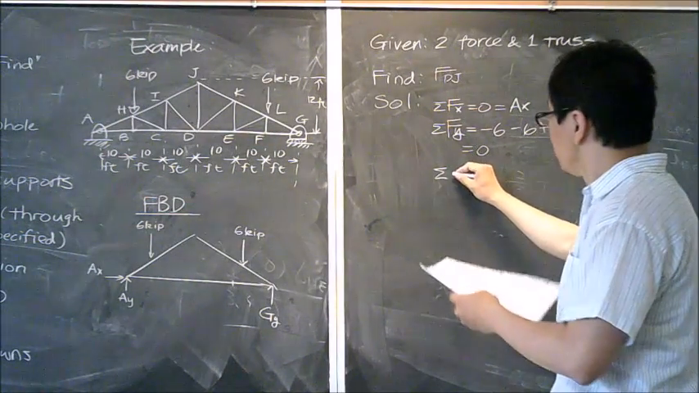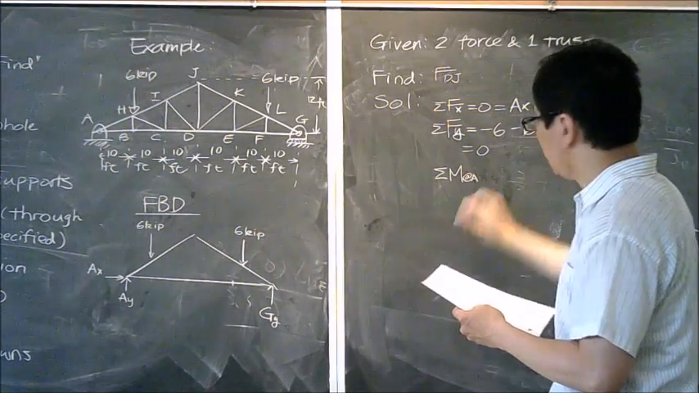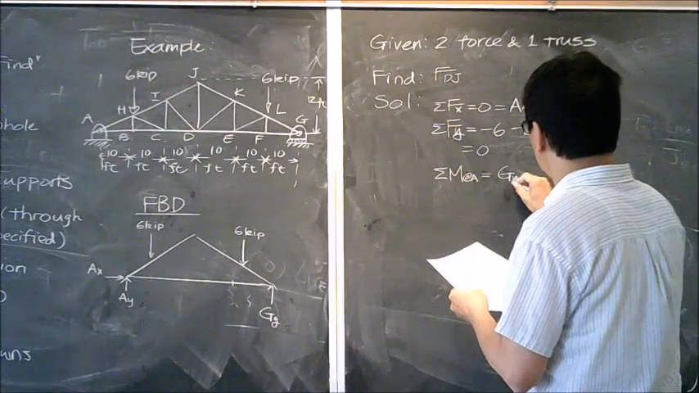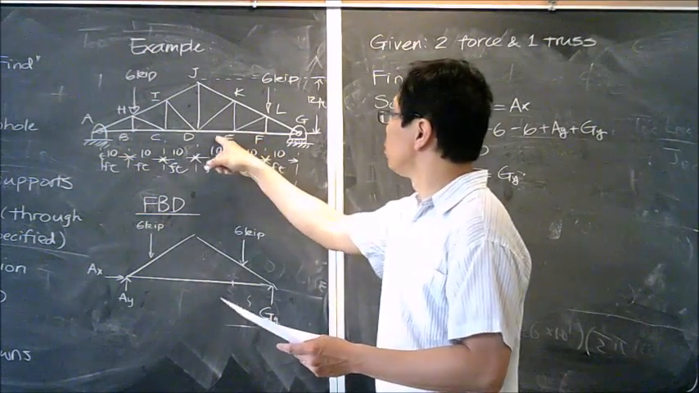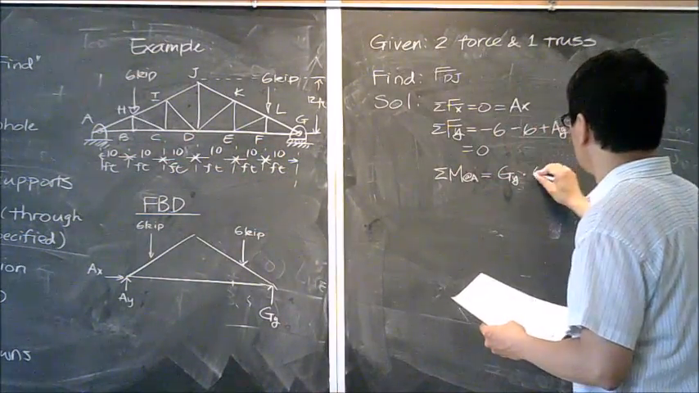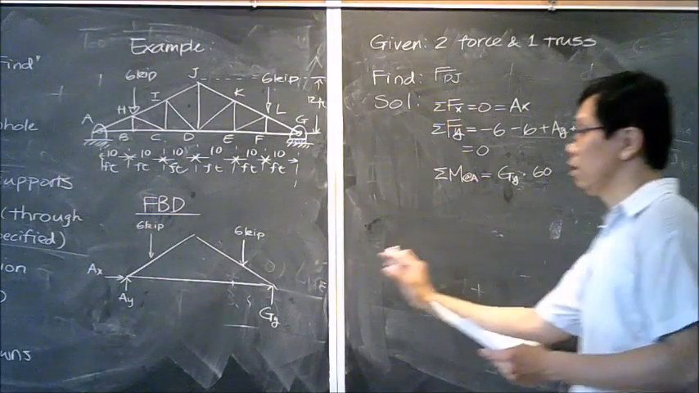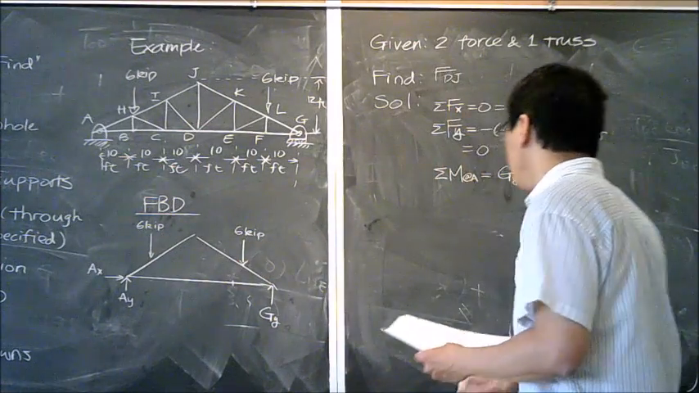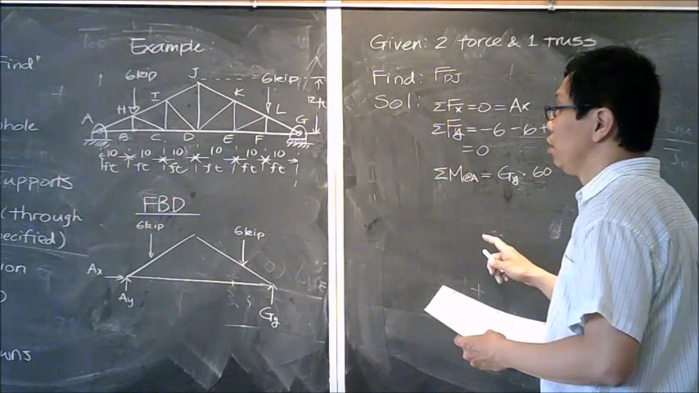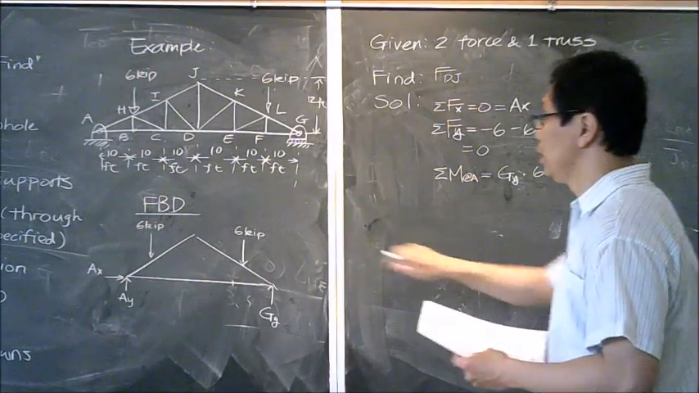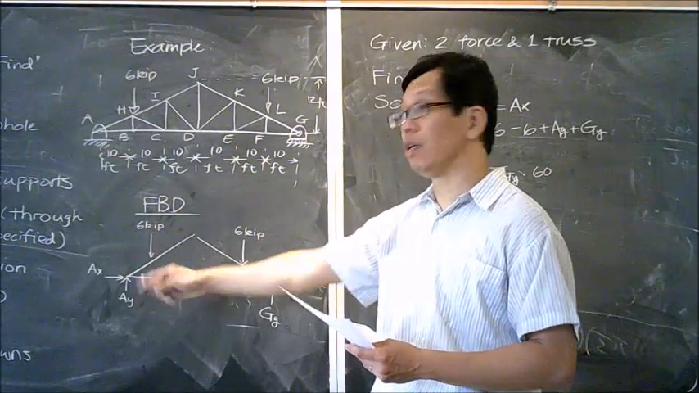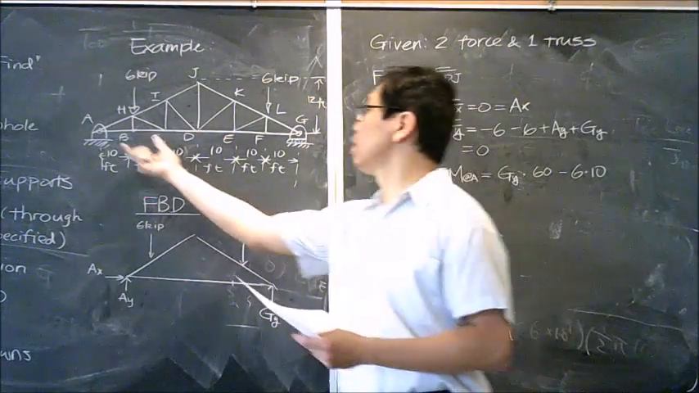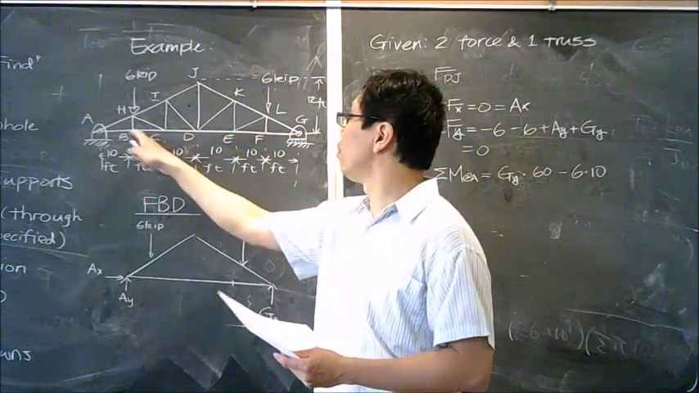Then I would like to use the moment equation at A. It is going to give me GY multiplied by 60 feet. Since I'm using this one as my reference point, this is going to be counterclockwise, so it's going to be positive. But the other two 6 kips are going to give me negative moment because they are clockwise. So I have 6 multiplied by 10, the distance over here is 10, and the other one is 6 multiplied by 50.